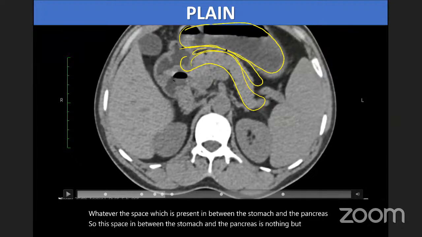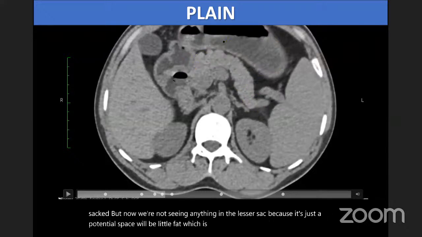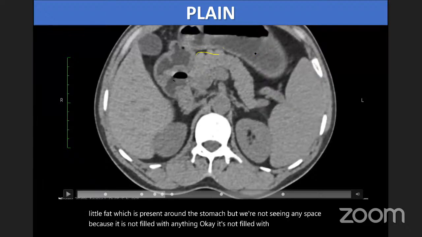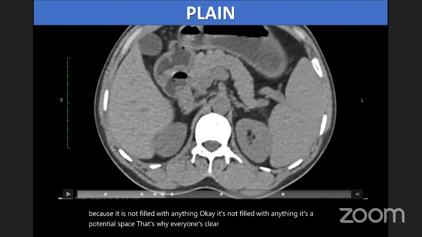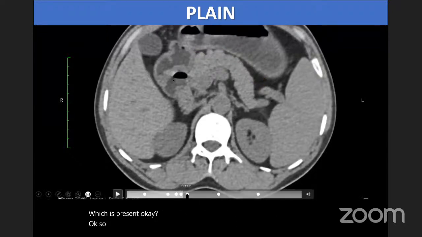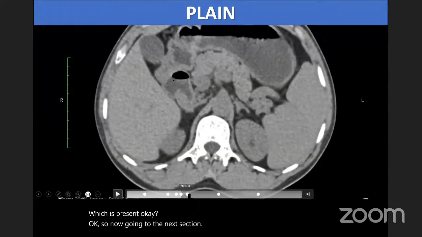But now we are not seeing anything in the lesser sac because it's just a potential space. There will be a little fat present around the pancreas and around the stomach. But we are not seeing any space because it is not filled with anything. It's a potential space. That's why. Everyone's clear with the lesser sac? So this space here is nothing but the lesser sac. Okay, so now going to the next section.